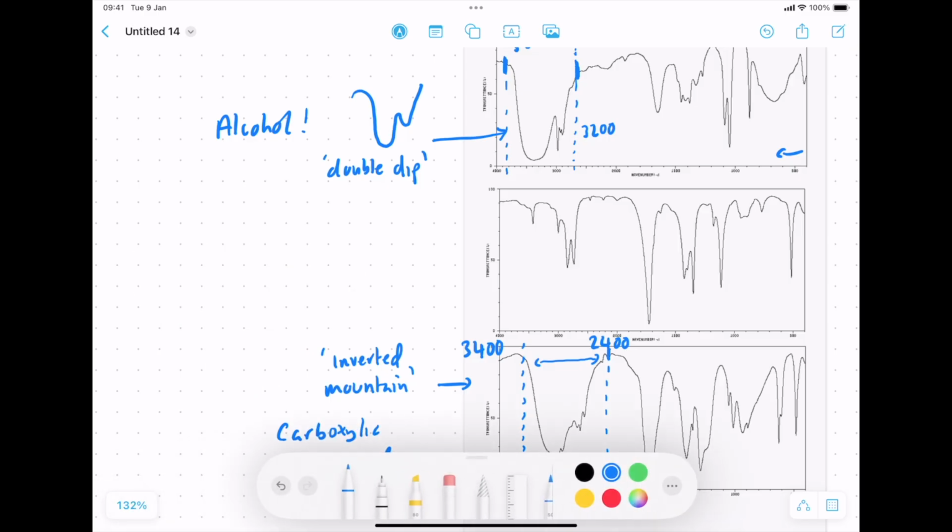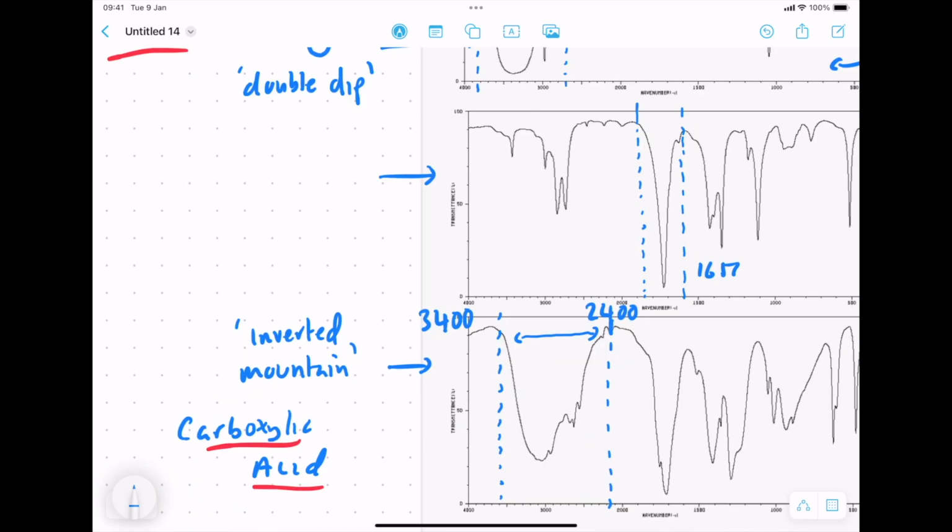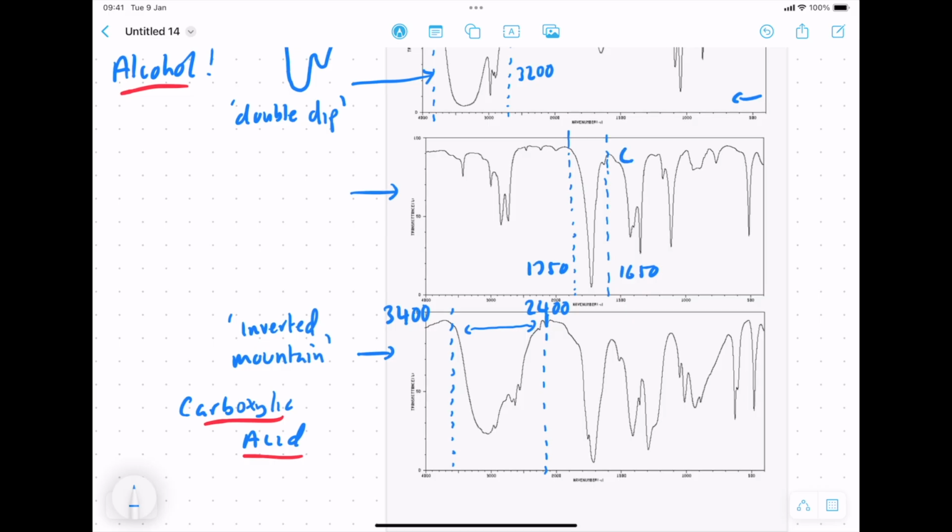So you'll find that the alcohol and the carboxylic acid are by far the easiest functional groups to spot, just because of their distinct shape, the double dip and the inverted mountain. So finally, that leaves us this middle one, which is the bit where you have always sort of a sharp peak here. It's really sharp, it's really defined. So when I say sharp, I mean there's not much of a range. It's very narrow. As you can see, it's contained within this graph. If I just zoom in, 1650 up to around 1750. And when you see that one, it is always the C double bond O, or rather, the carbonyl group.